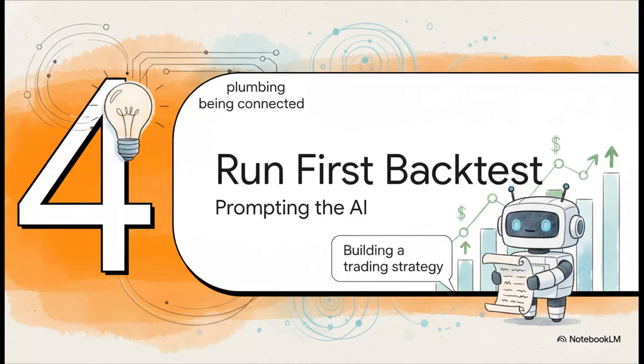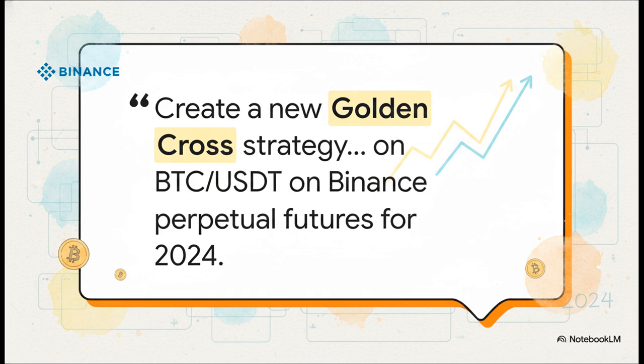Right, Section 4, running your first backtest. Now that all the technical plumbing is perfectly connected, it's time to actually assign our tireless AI intern its very first real-world task, building an actual trading strategy. When you prompt the AI, specificity is your absolute best friend. Listen to this example prompt. Create a new golden cross strategy, trend following, on BTC/USDT on Binance Perpetual Futures for 2024 using the 4 hours time frame.